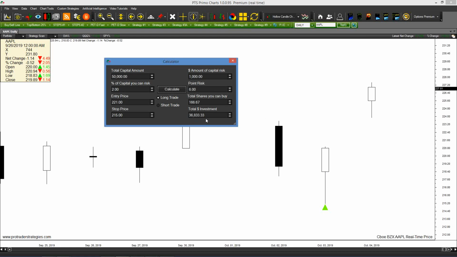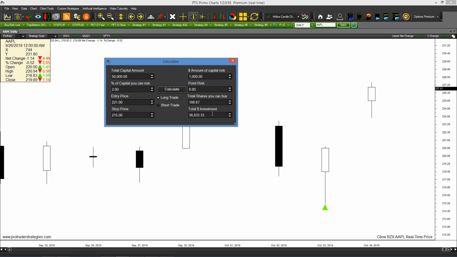But remember, a lot of students get confused. They say, so Steve, I'm risking $37,000. I thought you said you're not supposed to risk more than 2%. No, because of the amount of shares and where you would get stopped out. If you got stopped out, you're only risking $1,000. That's the amount of capital risk, and 1,000 is 2%. So you would still have $49,000 left.